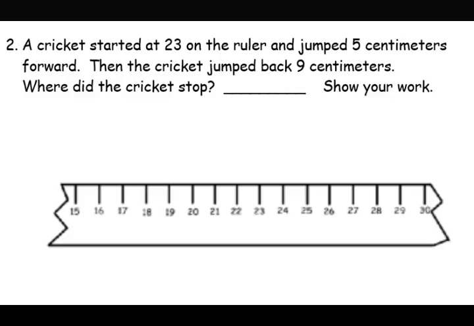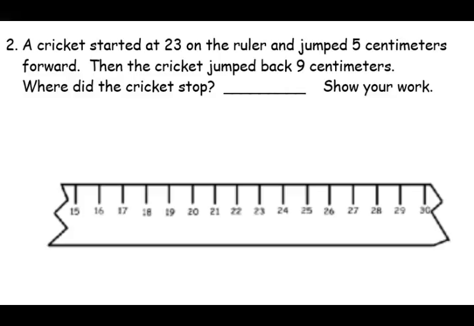The next question says a cricket started at 23 on the ruler and jumped 5 centimeters forward. Then the cricket jumped back 9 centimeters. Where did the cricket stop? Well, if we start at 23 on the ruler and jump forward 5 centimeters, that would put us at 28 centimeters. So that was a jump of 5.